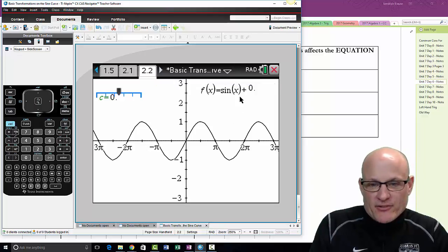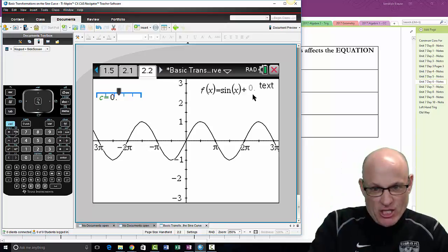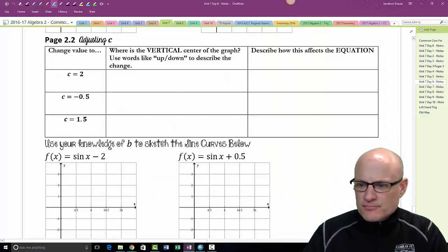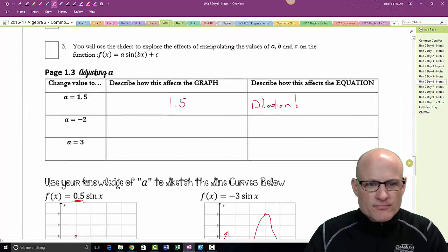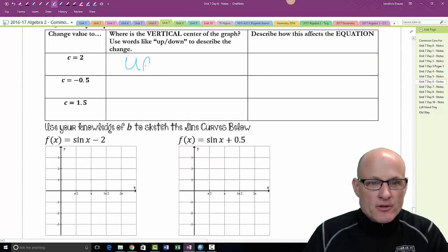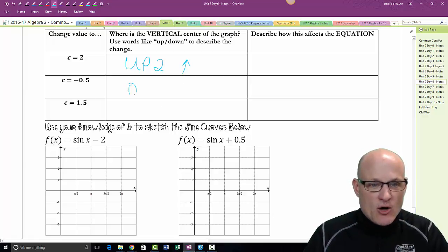Well, let me ask you this. If we add a number to the end of the graph, what do you think changes? Right, that's a shift up or down, a vertical shift. So if I put a C at the end, that means we're going to go up 2. It's vertically shifting up 2. This one's down 1/2. This one is going to be up 1.5. Now what's going to change?